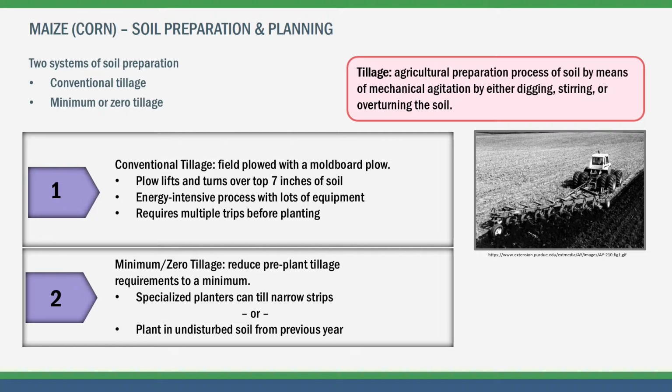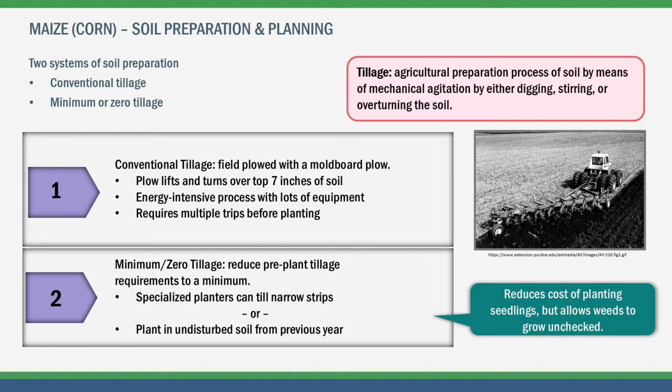Minimum or zero tillage systems reduce tillage requirements to a minimum or in some cases none at all. In this case, specialized planters are used to fill a narrow strip, or they will plant seedlings directly in the soil that has been undisturbed since the prior year. This method significantly reduces planting costs but allows for weeds to grow unchecked. To counter this requires the use of chemical fertilizers and herbicides, which are applied either before or during the planting and are necessary to kill the surrounding weeds and give the seedlings the opportunity to grow. Farmers have been using zero or minimum tillage for centuries in the developed world.